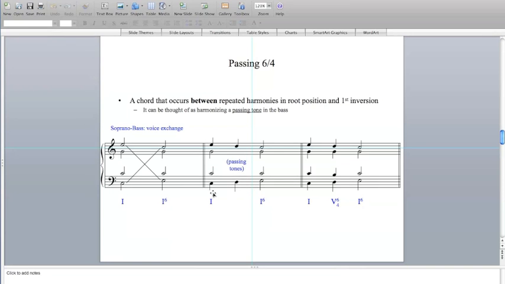Any skip of a third can be filled in with a passing tone. Stepwise motion from one note to another. Now imagine I harmonize that passing tone with its own chord.